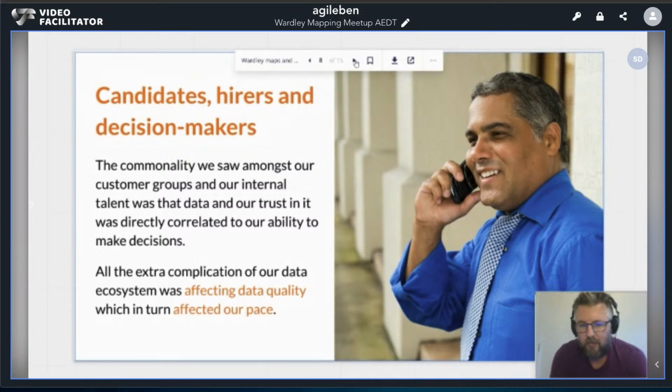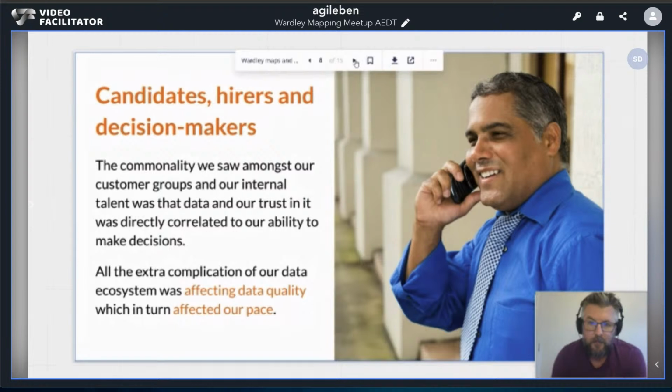So I'm moving through these slides quickly because I just want to set the scene and spend the majority of our time on the actual Wardley maps themselves. Any questions so far? Is everyone following along okay?